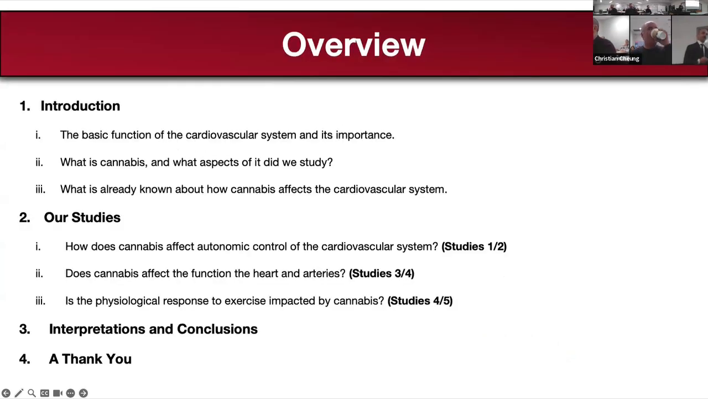Before I actually do get talking about those studies, though, I just want to take a quick second to go over how my presentation is going to look. So first, I'm going to take some time to just talk about the basic function of the cardiovascular system, as well as what we know about cannabis itself. I'll then take some time just to talk about what we know about the two of those things together before going into the studies that were a part of my PhD here, which looked at how cannabis affects the autonomic nervous system, function of the heart and arteries, and then exercise physiology as well. I'll then give some overarching thoughts and then try to keep it together while I give out some well-deserved thanks.